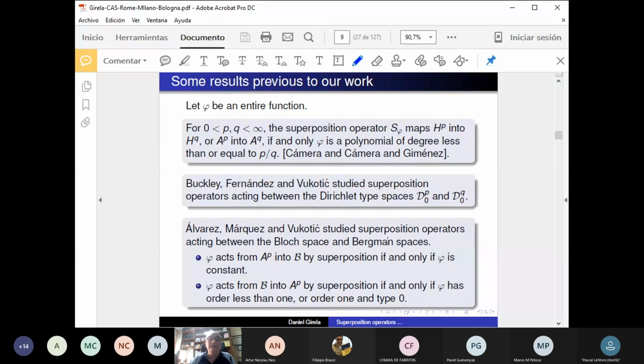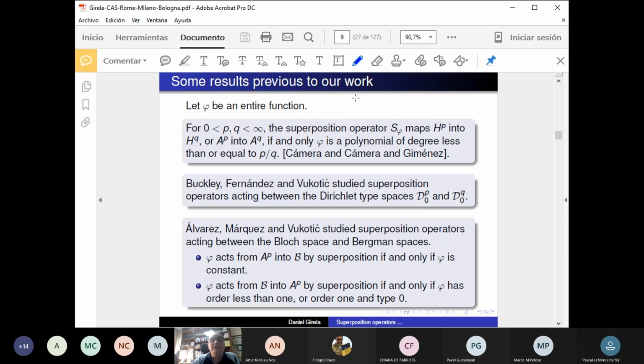Well, if you see this result, the condition that we have over here, we all know that the order and type of an entire function is preserved when we differentiate. If a function has an order, the derivative has the same order, and the same happens with type. So in the result that they have proved here, we can say that if S phi maps AP into B, then S phi prime also maps AP into B, and if S phi maps the Bloch space into AP, then so does S phi prime.